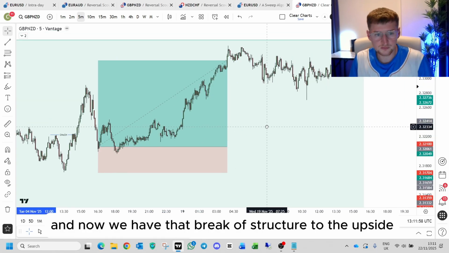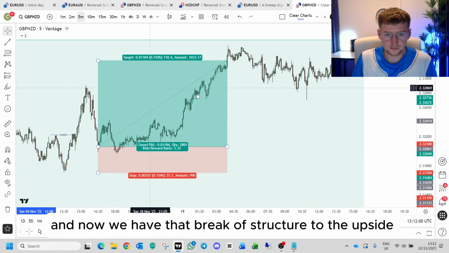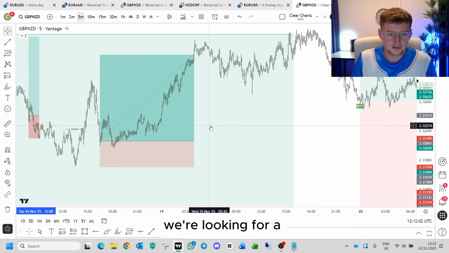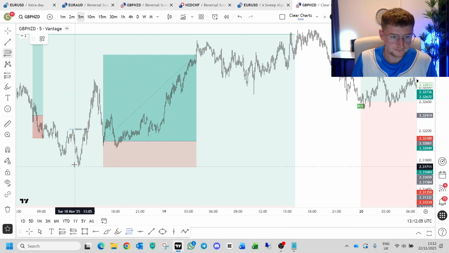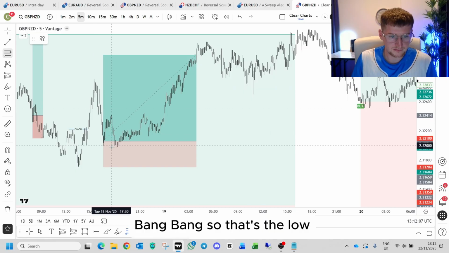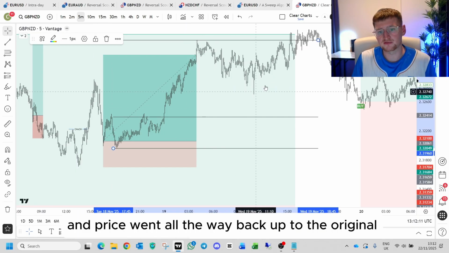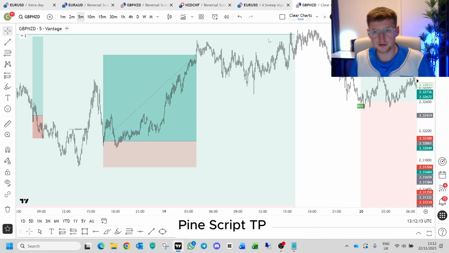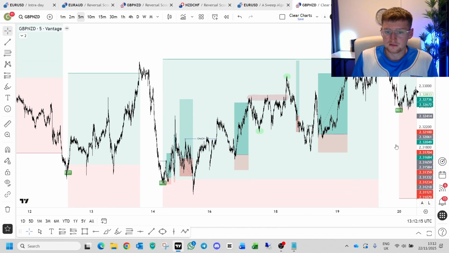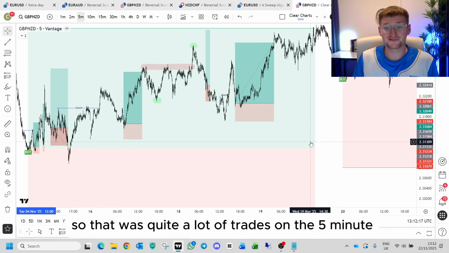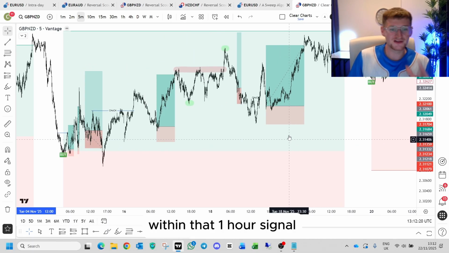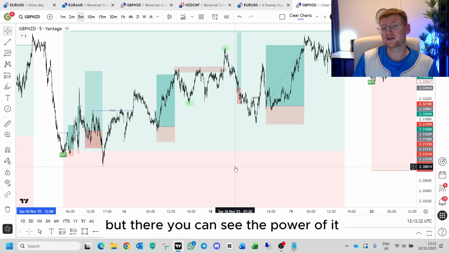Okay, and now we have that break of structure to the upside. We're looking for, bang bang, so that's the low, a 71% pullback. Didn't happen, and price went all the way back up to the original pine script TP. So that was quite a lot of trades on the 5 minute within that 1 hour signal, but there you can see the power of it.